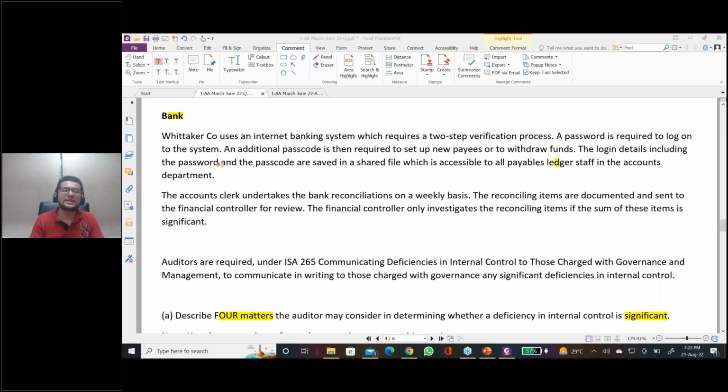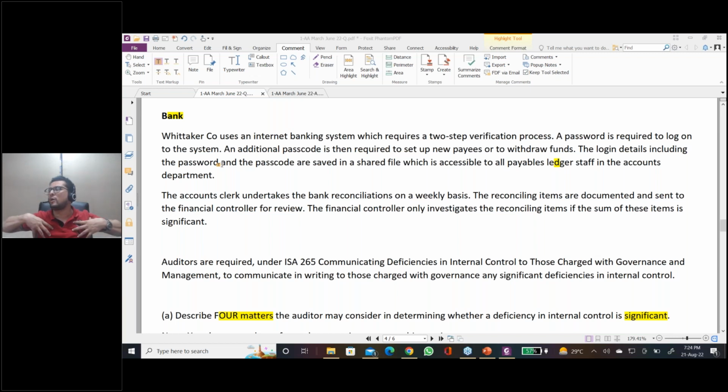W company uses an internet banking system which requires a two-step verification process. A password is required to log on to the system. An additional passcode is then required to set up a new payee or to withdraw funds. The login details, including the password and the passcode, are saved in a shared file which is accessible to everyone from the accounts department.